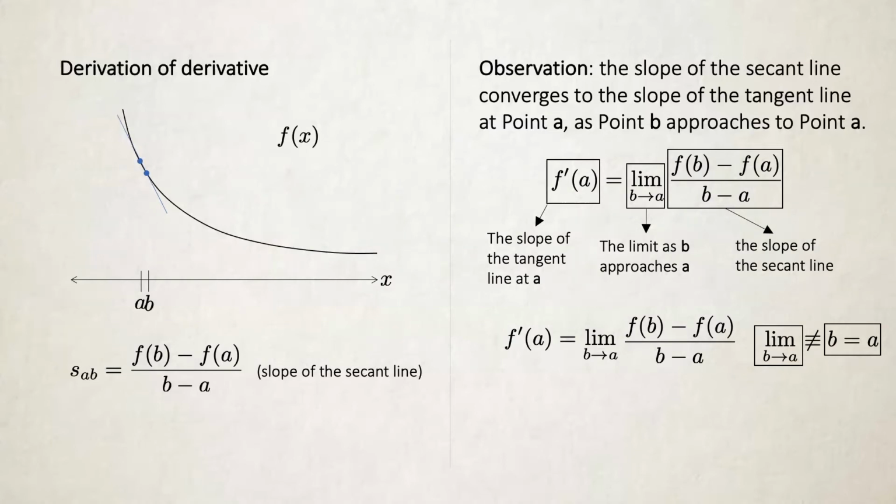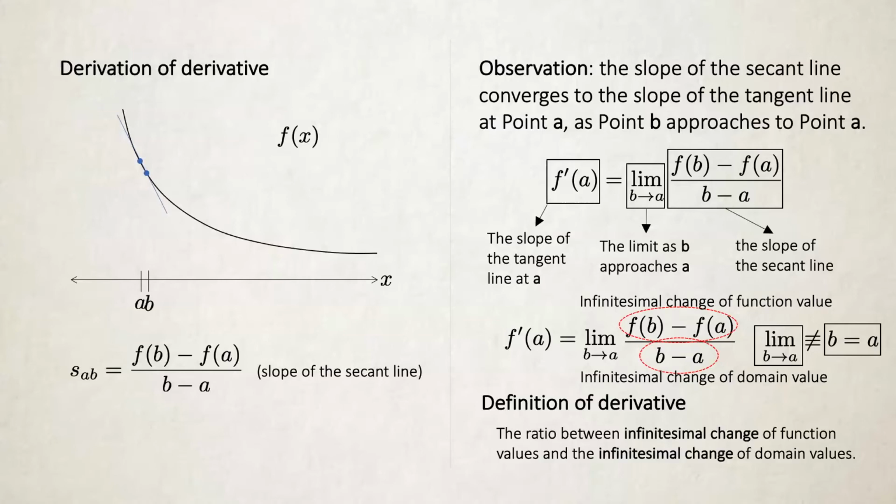Instead, the action of the limit brings point B very, very close to point A, but never touches point A. This limit action makes the top part a very, very small change of function f, which we call the infinitesimal change of f, while the bottom also becomes a very, very small change of x value, which we call the infinitesimal change of x. Therefore, the derivative can be formally defined as the ratio of the infinitesimal change of function values and the infinitesimal change of the domain values.